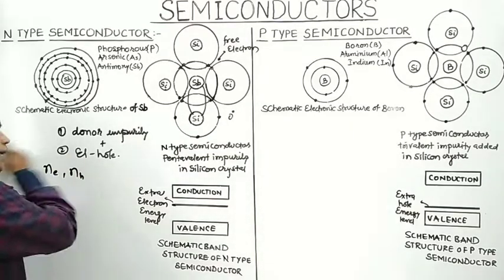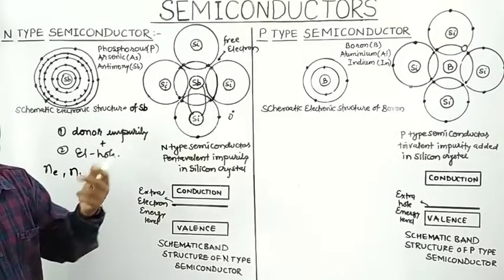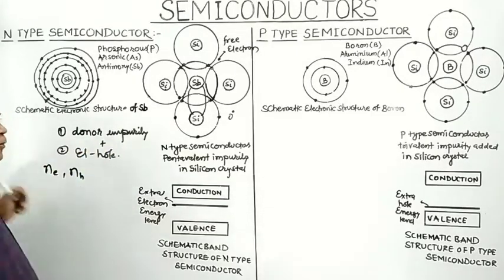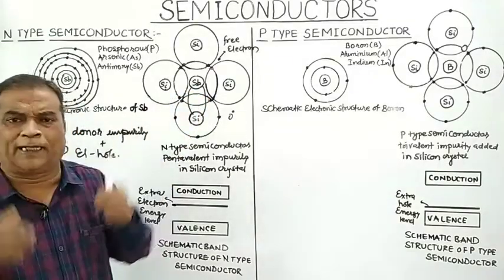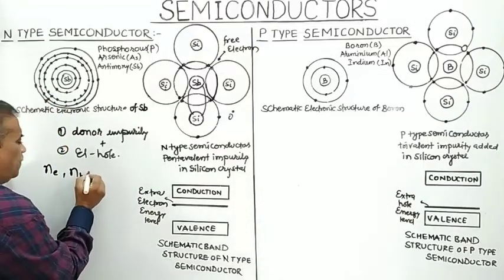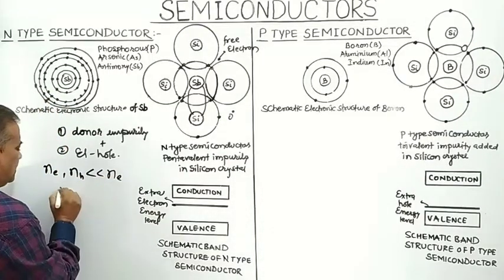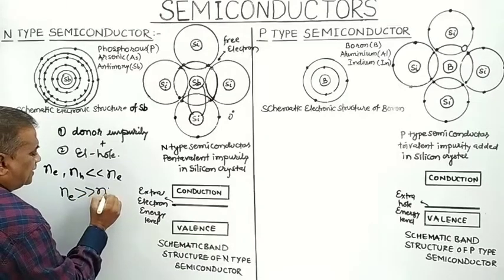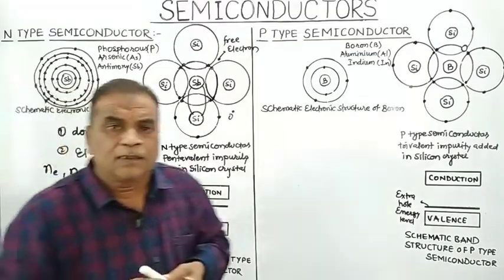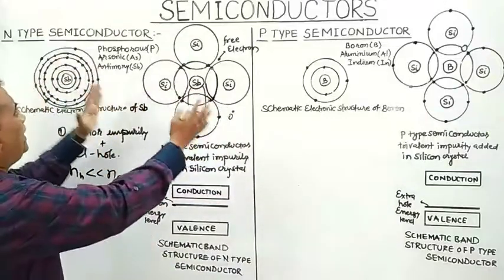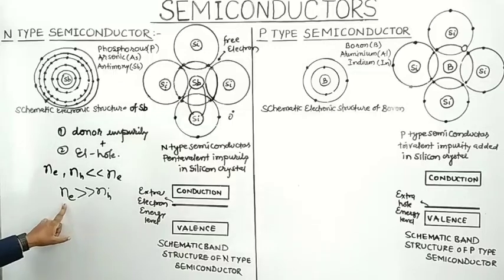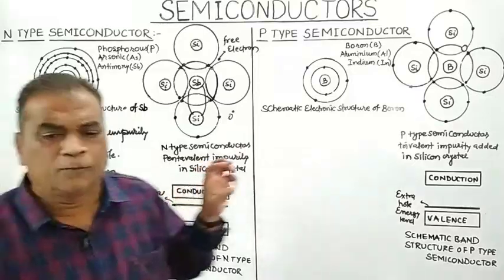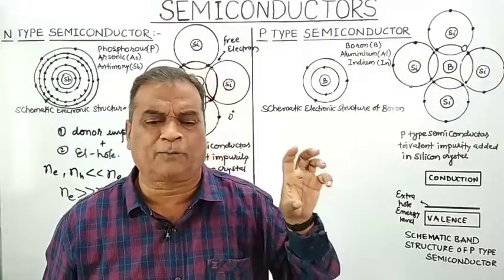And remember, holes are produced only due to thermal breakdown of a few of the covalent bonds. So naturally NH is very much less than Ne, that is, Ne is much greater than NH. That is, when silicon is doped with a pentavalent impurity atom, the number of free electrons per unit volume is very large as compared to the number of free holes.